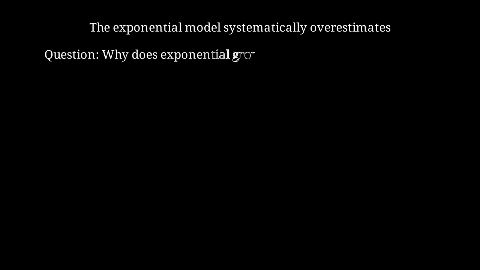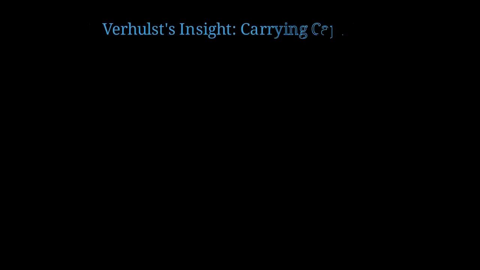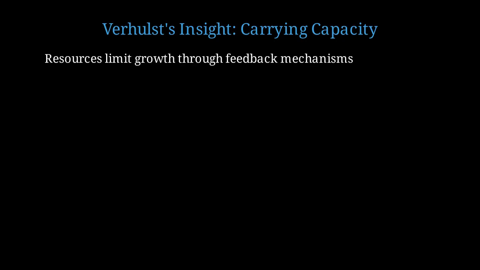This raises a crucial question. Why does the exponential model fail? What biological or ecological reality is missing from our mathematical description? In 1838, Pierre-François Verhulst proposed a revolutionary idea. Populations cannot grow indefinitely because resources are finite. As population increases, resources become scarce. Competition for food, space, and other necessities slows down reproduction and increases mortality.